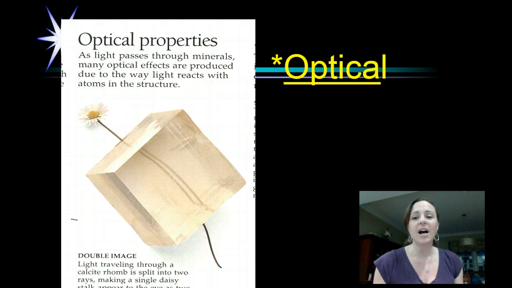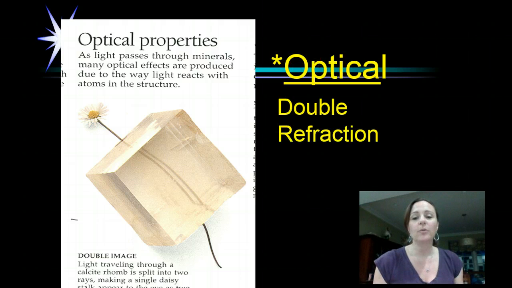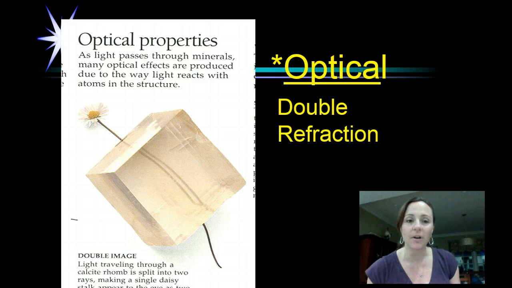Other minerals have optical properties, where you would see an optical illusion just by looking through the mineral. For example, if you look at this flower stem, it looks almost double when you put a block of mineral over it. Calcite creates that image, that double refraction.